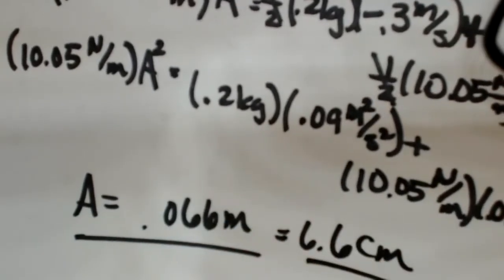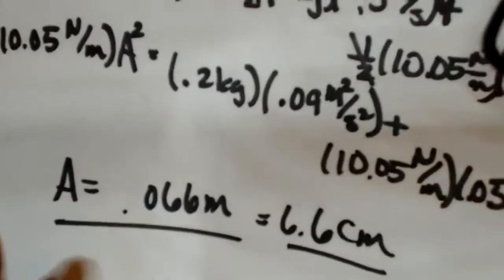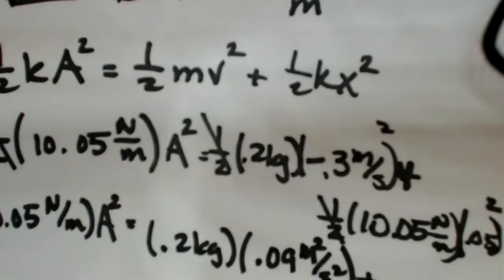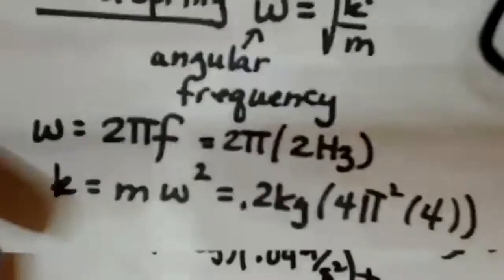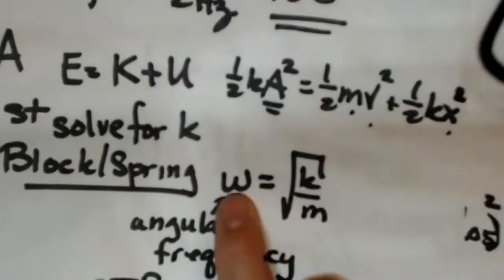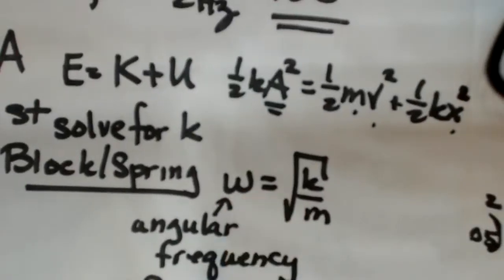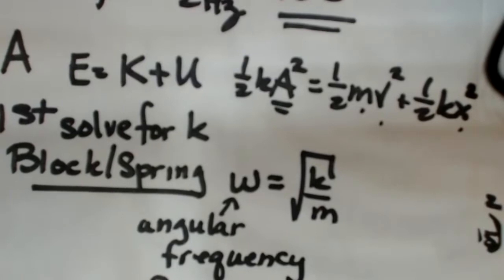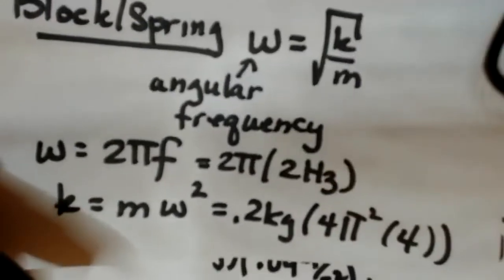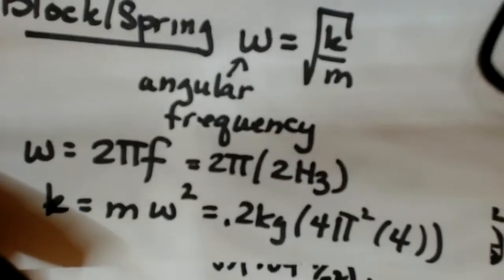Okay. All right. So the only new part that's here, the only physics 2 part that's here, is using this concept of what the angular frequency is for a block and spring system, and using that to solve for K, and then put that back into the energy conservation problem.